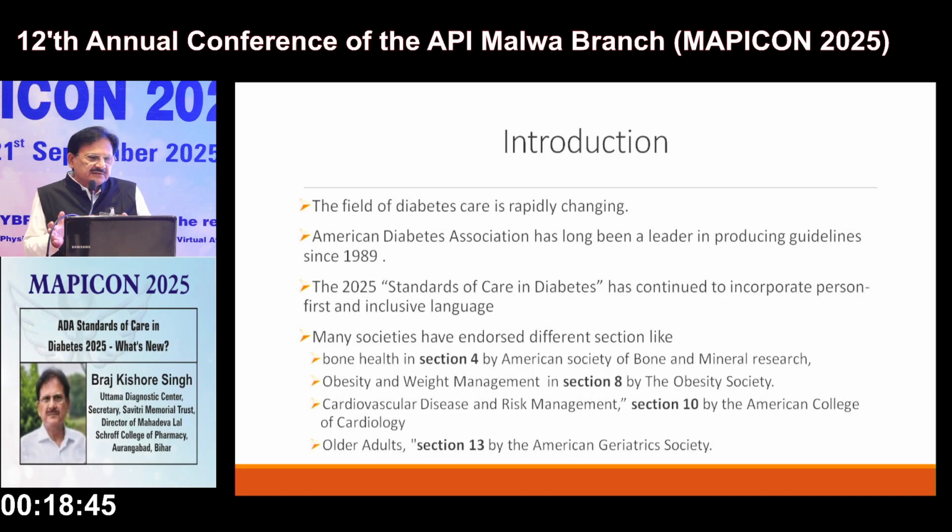Many societies have endorsed different sections of the ADA Standards of Care. There are 17 sections in this particular SOC, and different sections are endorsed by different societies. Like section 4 by the American Society for Bone and Mineral Research, section 8, obesity and weight management, by the Obesity Society, similarly section 10 by the American College of Cardiology, and section 13 by the American Geriatrics Society. There are many changes, but I have incorporated what is important in this presentation.